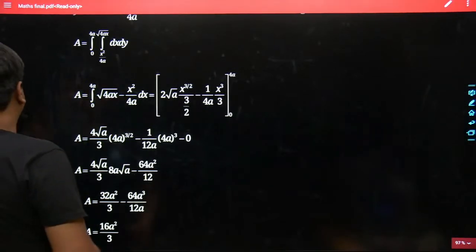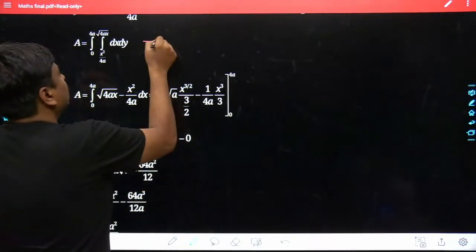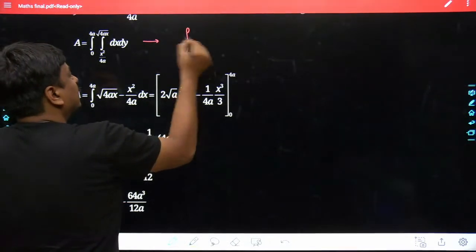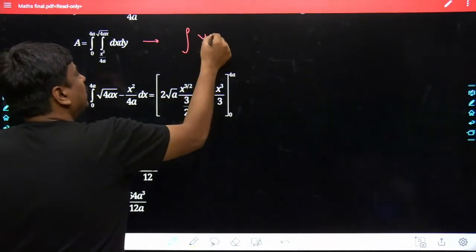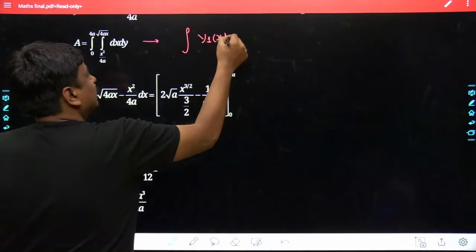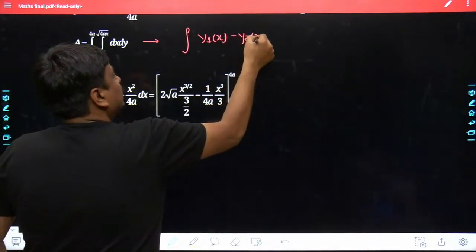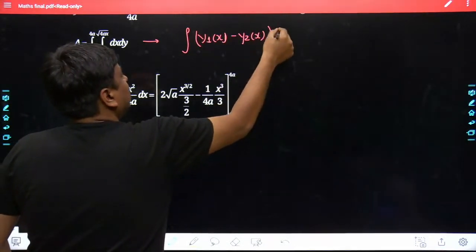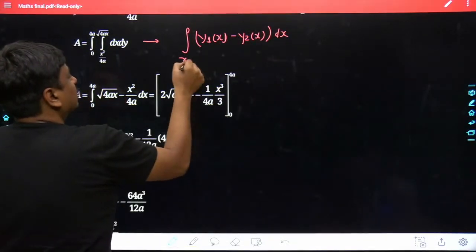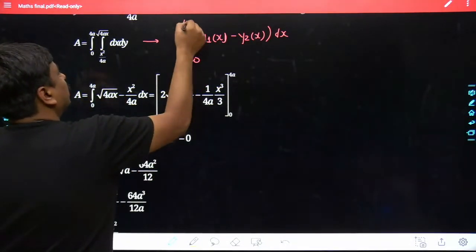So far I was telling you that you can have the single integration taking y1 as a function of x, y2 as a function of x, and at the end of the day dx, where x goes from 0 to 4a.